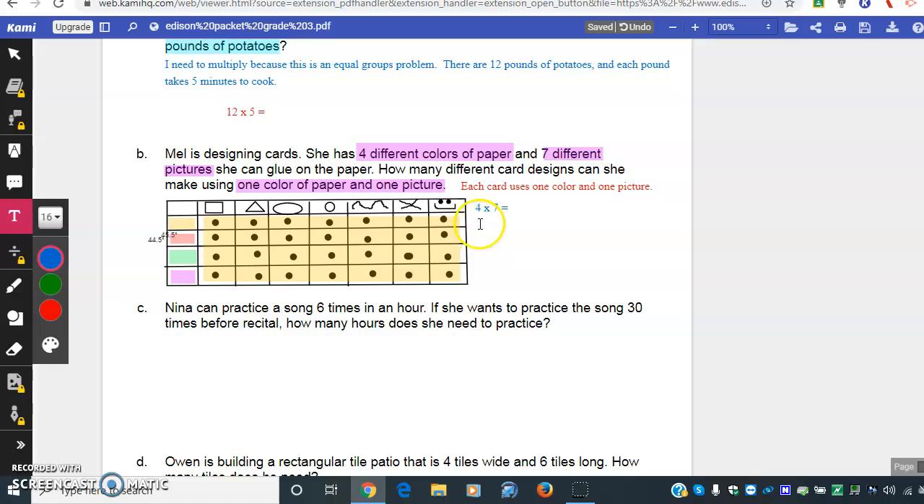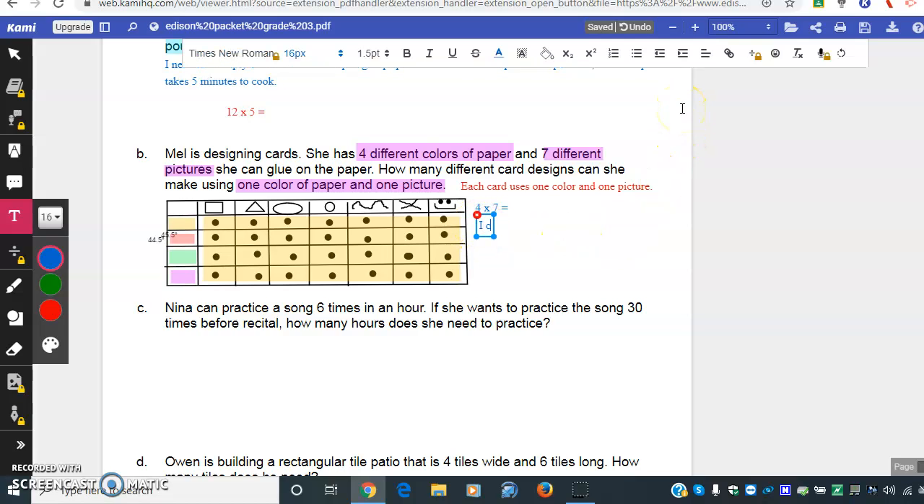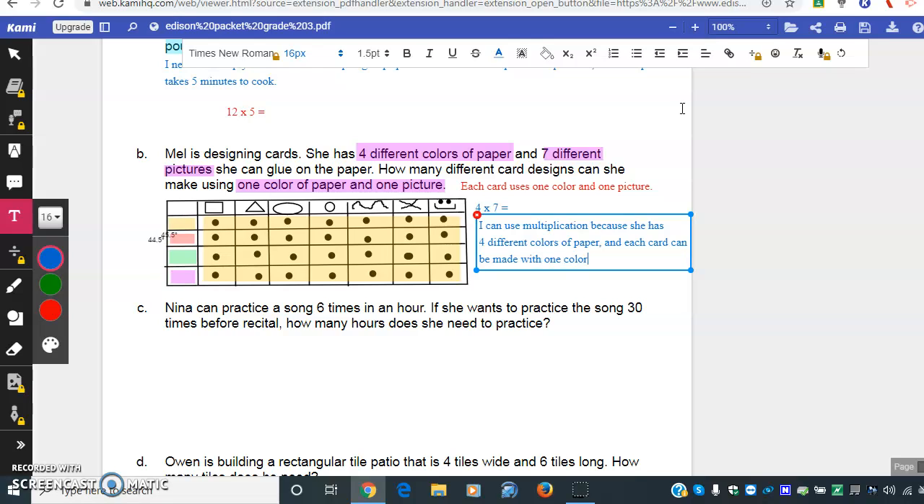And right down here, this is where we're going to write our explanation. I can use multiplication because she has 4 different colors of paper, comma, and here it is, our each color, and each card can be made with 1 color and 1 picture. I'm saying this is a multiplication sentence.